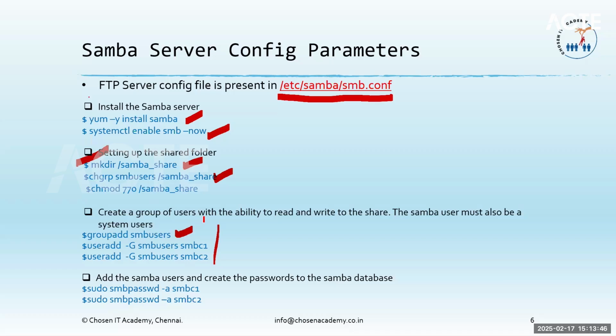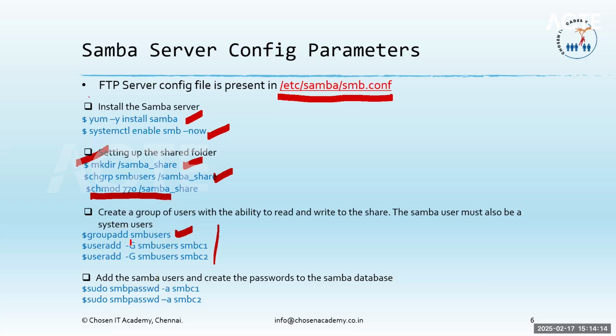I am actually changing the shared directory to this group, which is the SMB users group, and I'm also giving the access mode as read, write, execute for the owner and the group, and nothing is given for the others. So this is the access permission that I have given here for the Samba share.